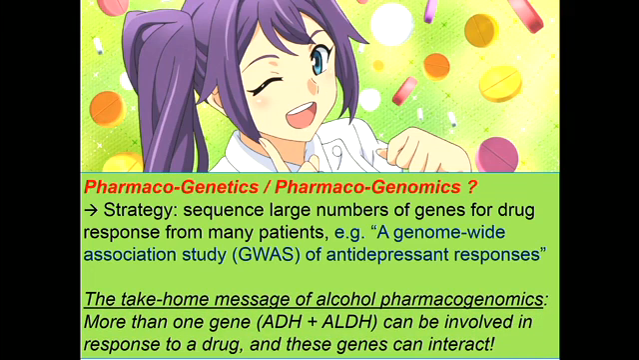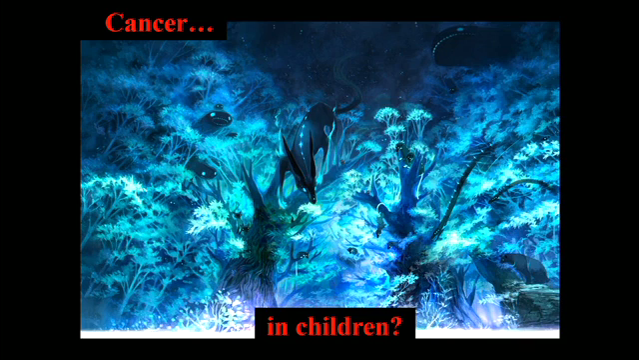So I suppose the take-home message for alcohol pharmacogenetics and genomics is that more than one gene can be involved in response to a drug. The genes can interact with one another, and as well, they're ethnic specific. So we'll leave alcohol behind, and we're going to move on to our real topic, which is cancer.